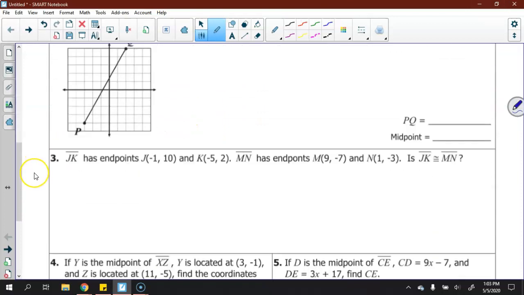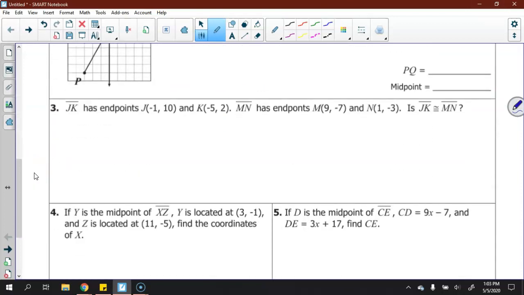So if I look at number 3, all right, it says JK has got these endpoints. MN has these 2 other endpoints, and they want to see if they're congruent. So when I'm looking at this, I would go, okay, fine, JK, I'll do in red, MN, I'll do in green, and then I'm trying to figure out if they're congruent, so I need to use that distance formula. So giant square root, and I've got -5 minus -1, which makes it a +1, squared, plus 2 minus 10 squared.